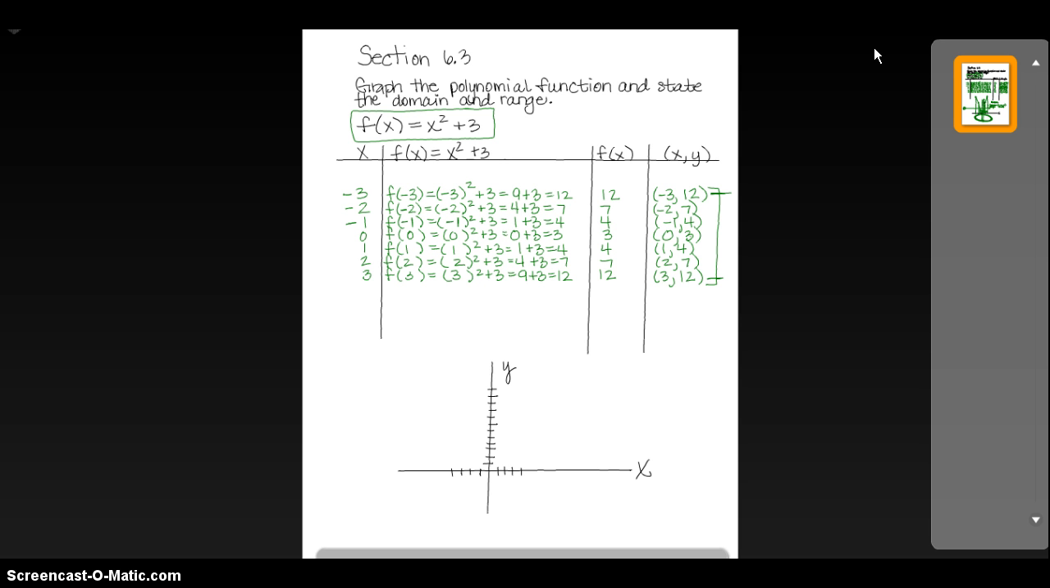So you can see we have some reflection or some symmetry here. 12 matches up with 12, and then the 7 matches up with 7, the 4 matches up with 4, and then they meet in the middle right there at 3. So you're going to see that same symmetrical pattern when we graph this. This isn't going to be a straight line anymore. This isn't y equals mx plus b. We now have our x value being squared. So this graph is going to look completely different than a straight line. So let's start plotting the points. So negative 3, 12.